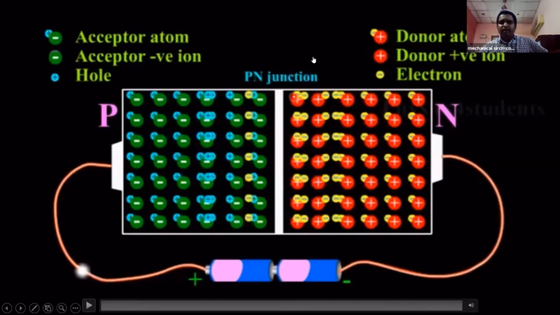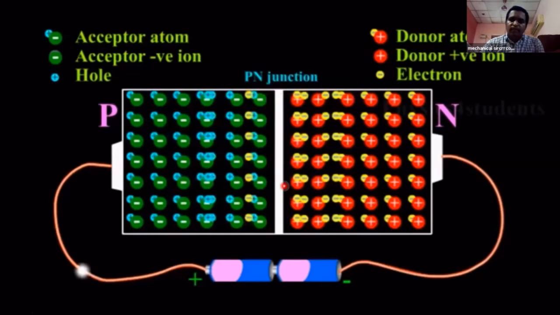So in forward biasing, the junction barrier is removed and there is a flow of current. Now the PN junction diode acts as a conductor in forward biasing. In forward biasing, the diode allows the current through it. The barrier is removed and current is flowing. This is called forward biasing.